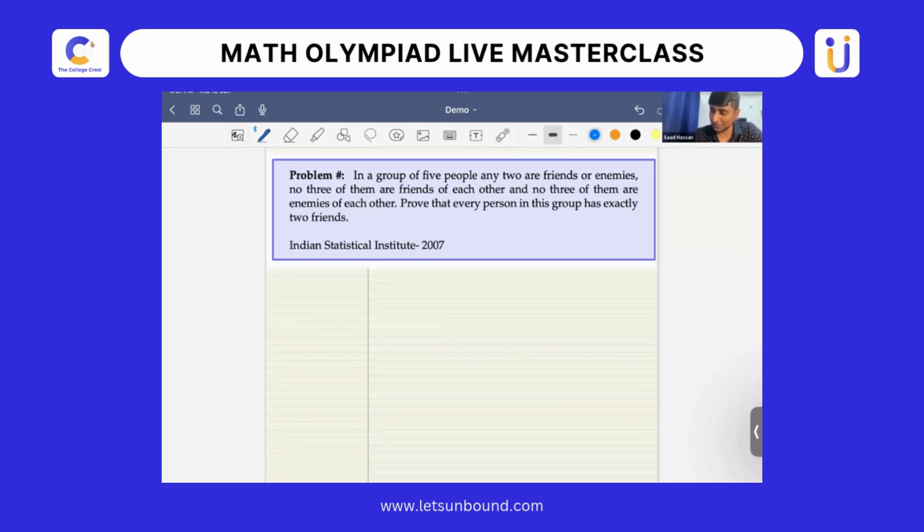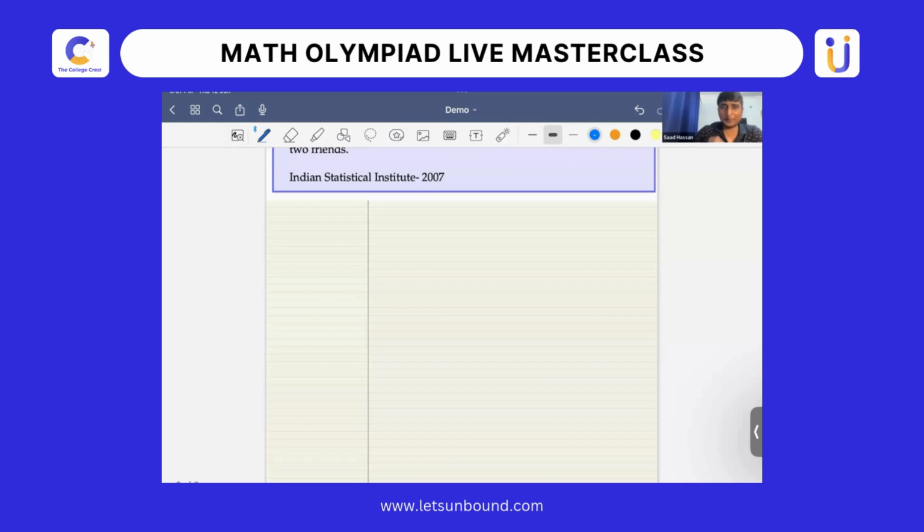What I'm going to do is essentially start with 5 people, and for convenience, I'm going to represent these 5 people by 5 dots. These dots are called nodes. Call this person 1. Call this person 2. Call this person 3. Call this person 4. And let this be person 5.